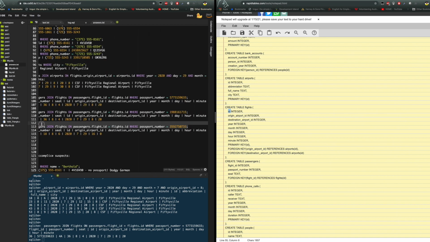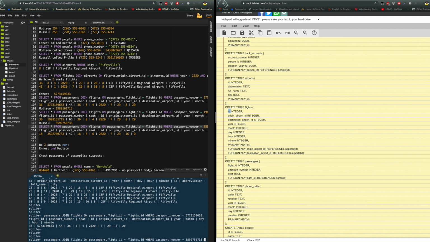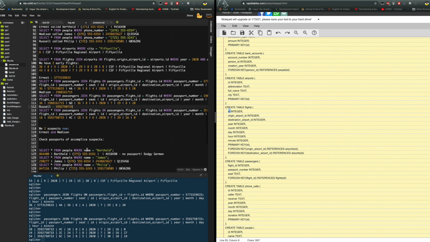That's why, not to confuse myself, because I was pretty tired by the time I was checking all of them. My logic was all over the place. So he bought 3 tickets, and I decided nah, I'm not checking these guys. So basically 2 suspects left, Ernest and Madison.